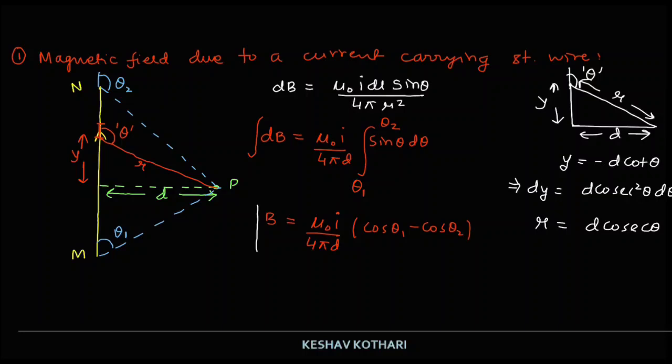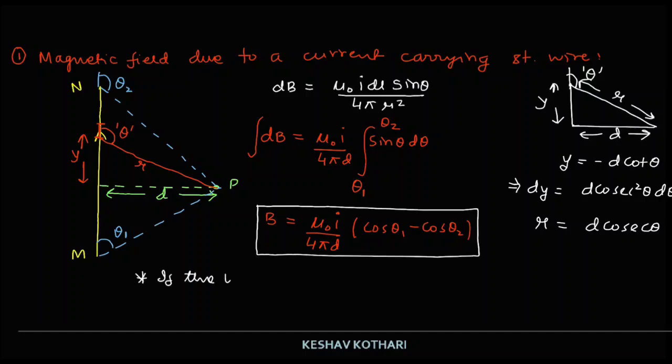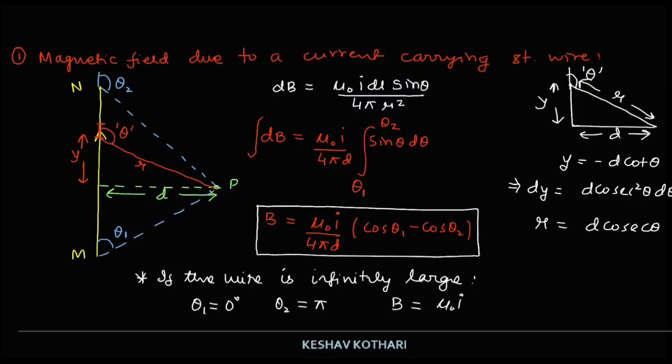So this is the value of magnetic field that we have. Now if I consider that the wire is infinitely large, so we can say that theta 1 is equal to 0 degree and theta 2 is equal to pi, and hence the expression will be reduced to mu naught I upon 2 pi d.